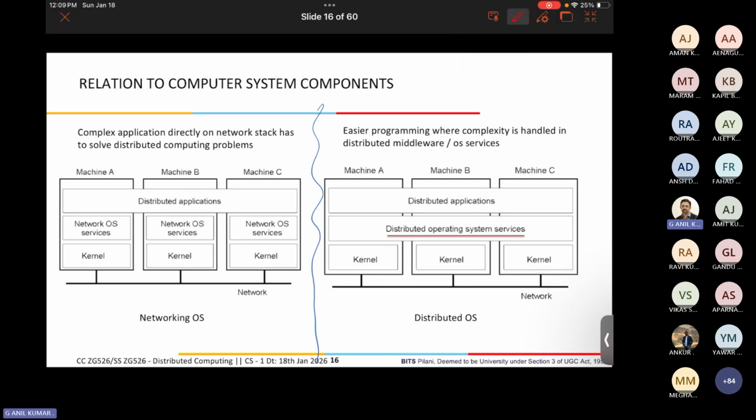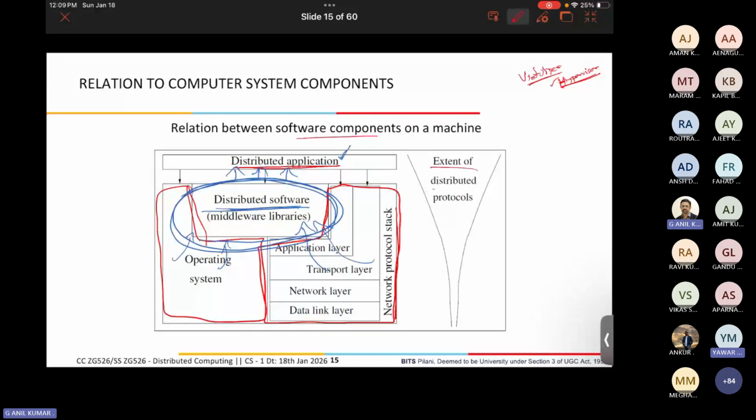You see individual machines 1, 2, 3. So what are the distribution protocols? In the previous slide, there was the extent of distributed protocols on the side. They are getting narrowed. It's a funnel that is shown. The distributed protocols are very wide at the distributed application level, and getting narrower down the line, it gets to an individual machine. At an individual machine, it is on its own, right?